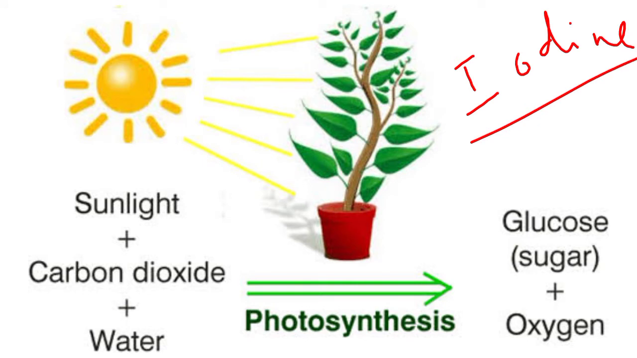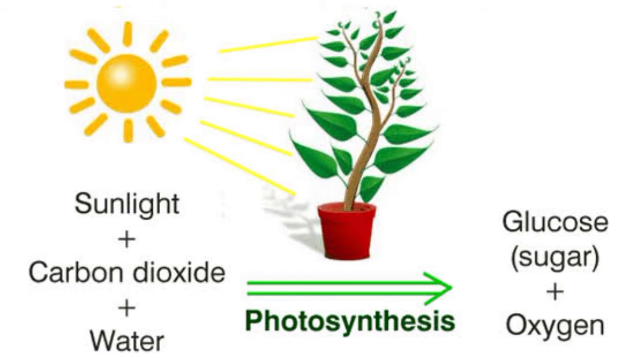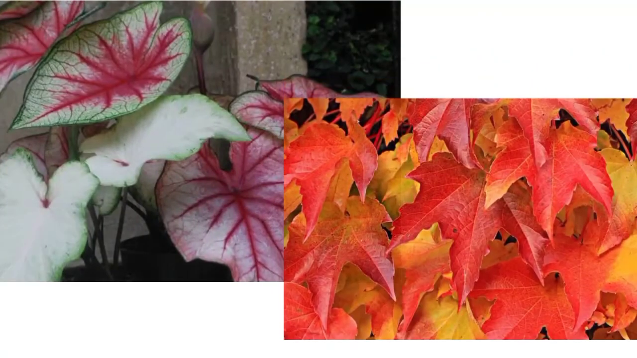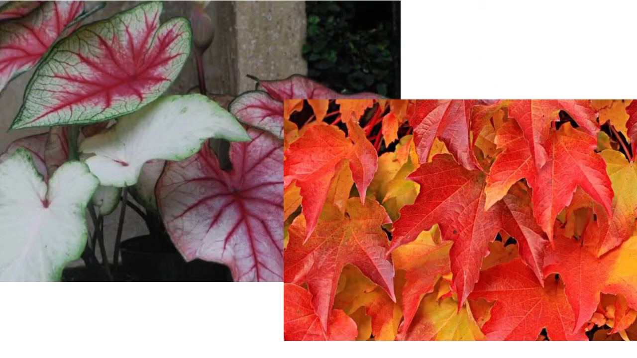See, this you have studied in 6th standard. Iodine test to estimate the presence of carbohydrate or starch. You have observed many leaves which are not in green color. They are in red color or brown color. Do those leaves conduct photosynthesis, or only green leaves will conduct photosynthesis?